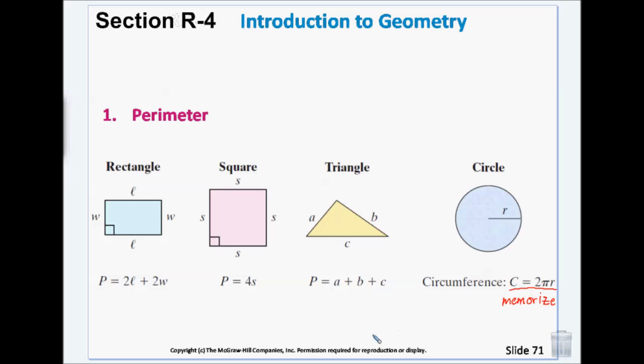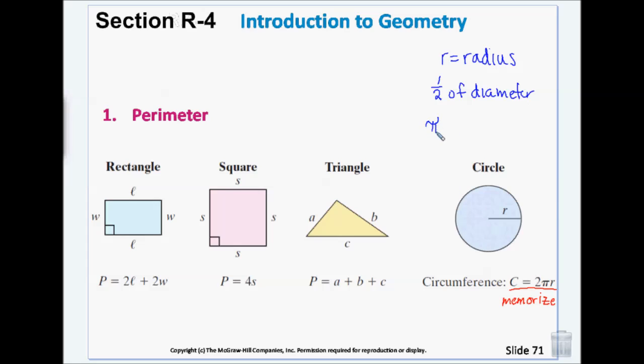Every other shape, you can just remember that the perimeter is to add up all the sides, but circles only have the one side, so you can't add up all the sides. You have to have this formula. R is the radius, which is 1/2 of the diameter. And the diameter goes all the way across the circle.